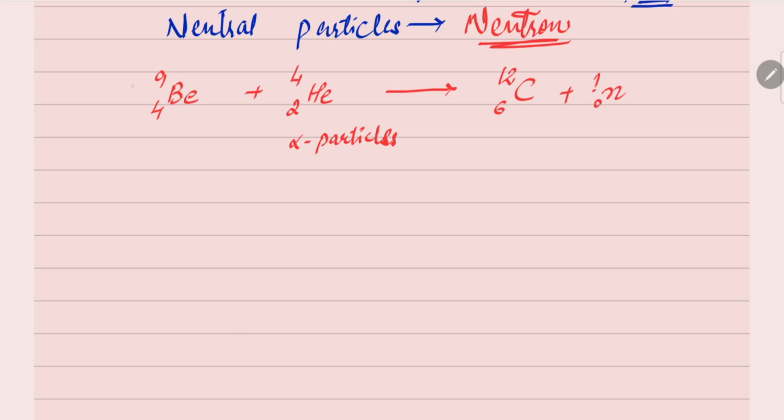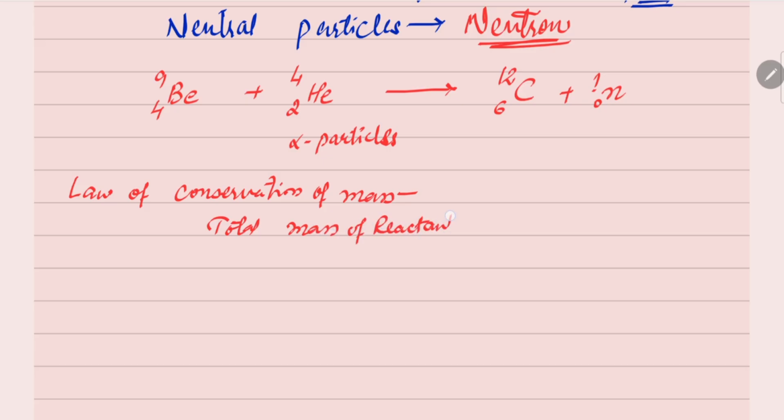You can see that the masses will remain the same, because according to the law of conservation of mass, whenever a reaction occurs, the total mass of the reactants should be equal to the total mass of the products. So in the above reaction, it should be true.